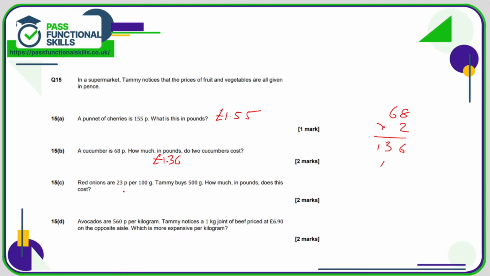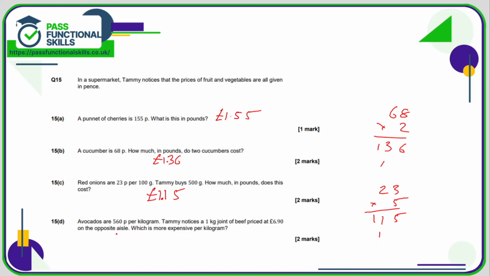Red onions are 23 pence per 100 grams, and Tammy buys 500, so that's going to be 23 multiplied by 5. 3 5s are 15, carry 1, 2 5s are 10, plus 1 is 11. So that's 115 pence. Create 2 decimal places for pounds, £1.15.